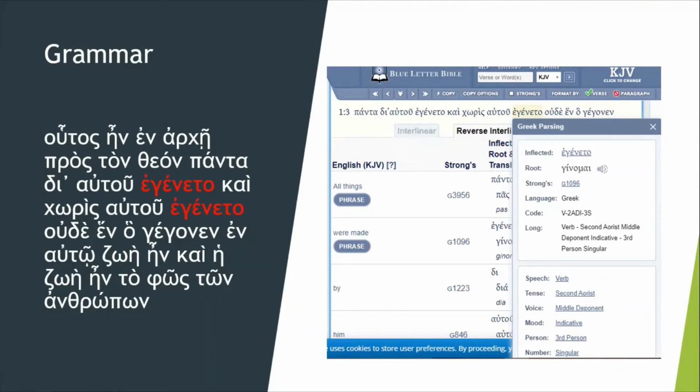taken from blueletterbible.org. And here's the text of John 1:3, and I just pulled that up. You can see panta di autu egeneto kai choris autu egeneto oude hen ho gegonen. And so if you were to click there, egeneto, it gives you all of the information. Here's the root word, ginomai, which is present tense. Of course, we know this means came into being. And it says here that it's a second aorist middle deponent indicative. What is all that? We'll get into that later on.